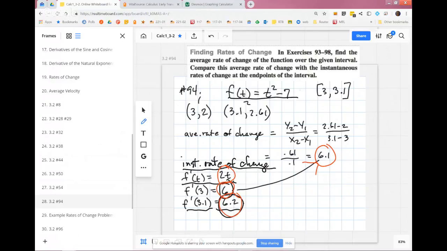Very important that you guys remember average rate of change, slope. Pick two ordered pairs, just perform a slope formula. Instantaneous rate of change, derivative. And you can do that at 1 point. The derivative at 3, the derivative at 3.1. We only need 1 point.